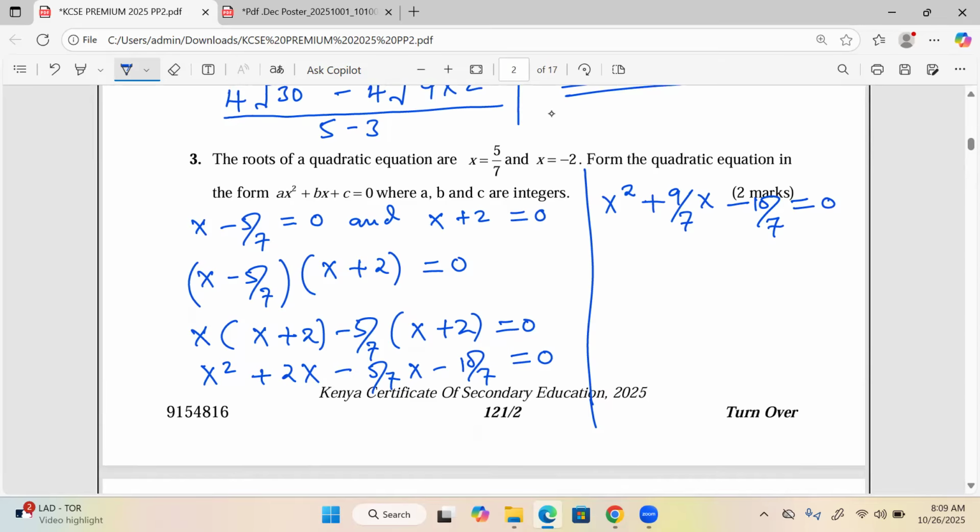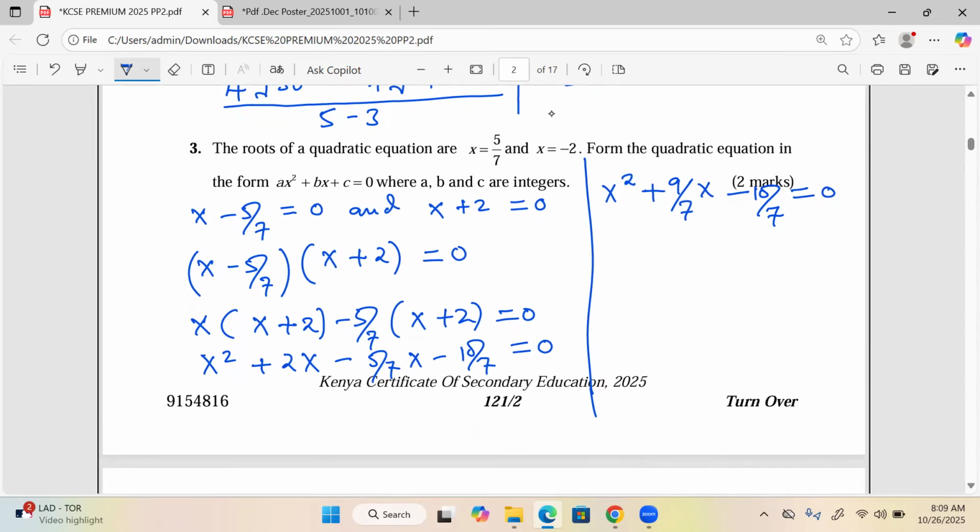We can multiply through by 7 so that we remain with integers. Look at these, integers, not constants. In case we'd been told that a, b, and c are constants, we would have gotten the final mark at that point. But now that we need them as integers, then we multiply through by 7, making this one 7x squared plus 9x minus 10 equivalent to 0. So this is the final step, and that is the quadratic equation that we needed.